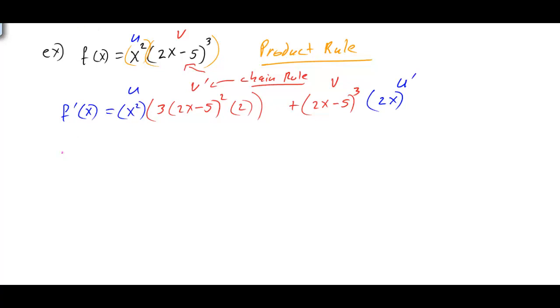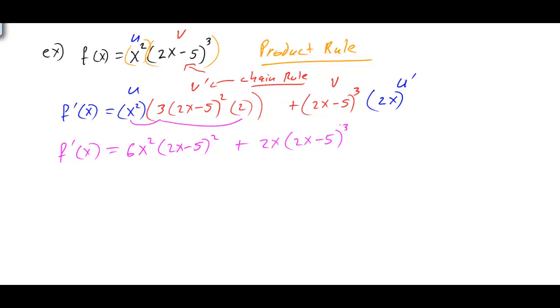And from here, we can do a little bit of simplification. Notice here we have the x squared, the 3, and the 2. So we can make that 6x squared multiplied by the 2x minus 5 squared. And over here, really, there's nothing we can do because we can't distribute the 2x, since the 2x minus 5 is cubed. So I'm just going to write this as 2x times 2x minus 5 cubed.